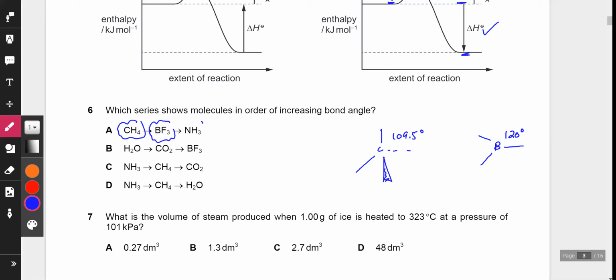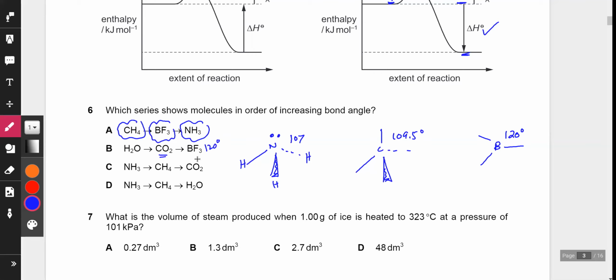And you have NH3. NH3 is derived from a tetrahedral shape, except that on the top there is a lone pair instead of an actual bond. So basically, there is no top. So it's going to be trigonal pyramidal, and the angle would be 107 degrees instead of the 109.5 in a tetrahedral shape because of the extra repulsion from the lone pair. So that's definitely incorrect because the last one has a smaller bond angle. BF3 is 120.